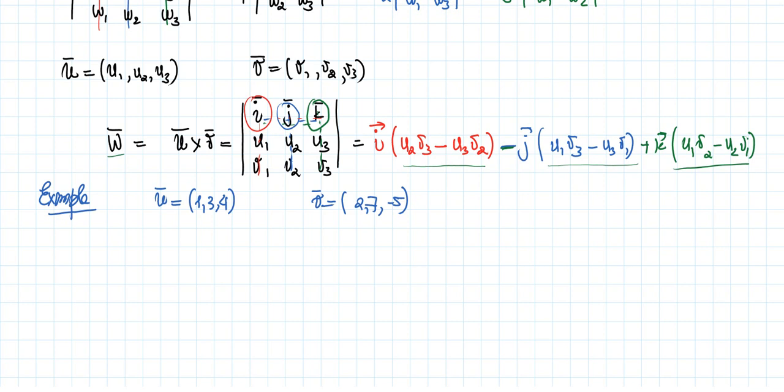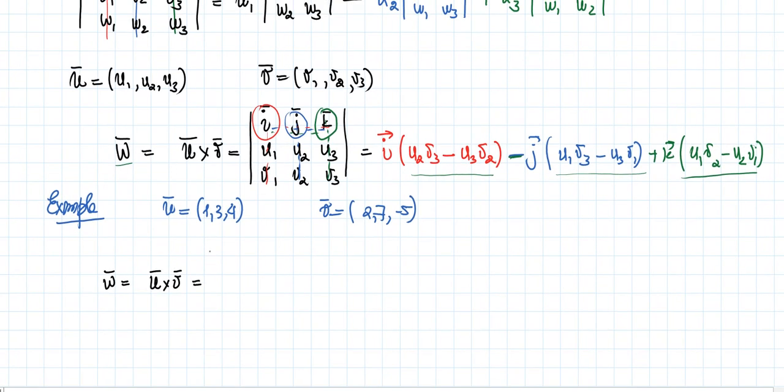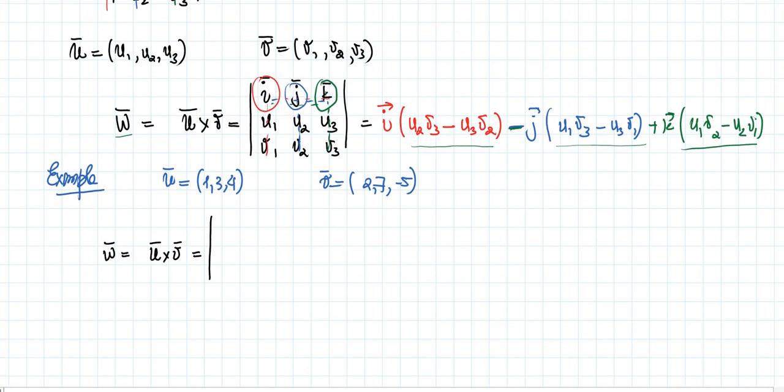So in order to do this, we need to construct a matrix, right? So omega, which is the cross product of these two vectors, U cross V, is going to be equal to the determinant of the following matrix. On the first row of this matrix, we need to write what? I, J, and K, right? I, J, and K. Okay?